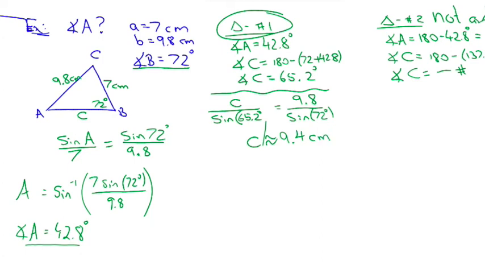9.35, or 9.4. So it only has the acute triangle. There is no obtuse triangle. Not bad, right? So there's one more.